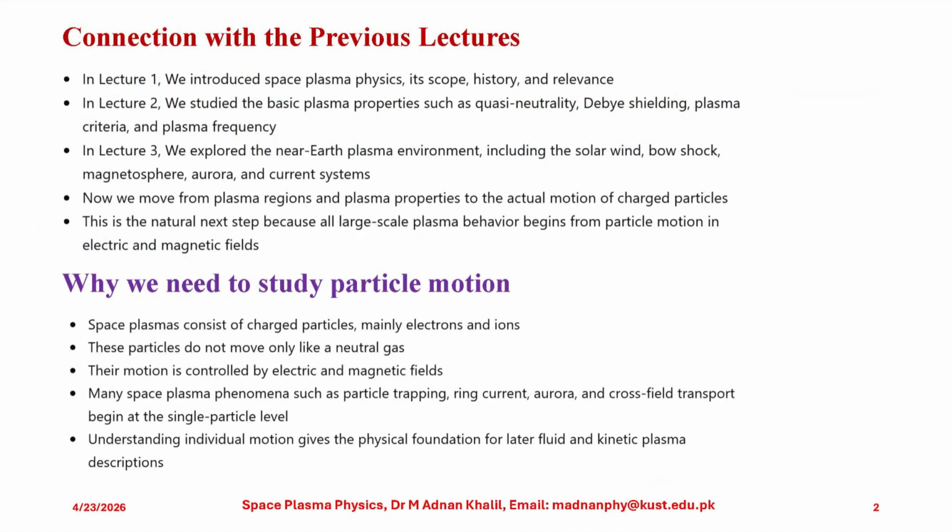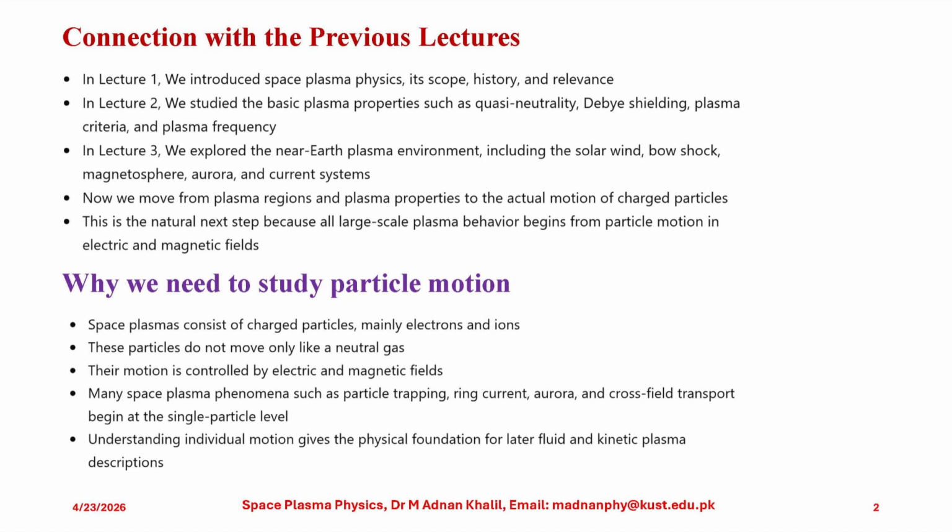The first 3 lectures naturally lead into this one. The first lecture introduced space plasma physics, its scope, history, and relevance. The second lecture explained the basic plasma properties, including quasi-neutrality, Debye shielding, plasma criteria, and plasma frequency. The third lecture explored the near-Earth plasma environment, including the solar wind, bow shock, magnetosphere, aurora, and current systems.